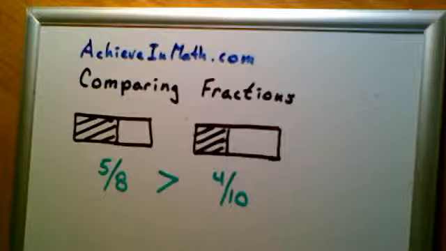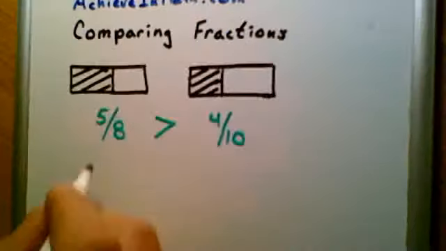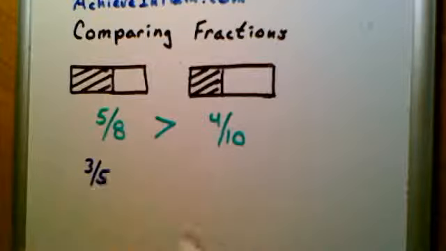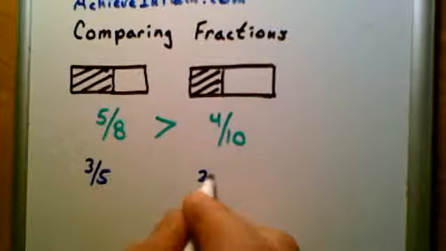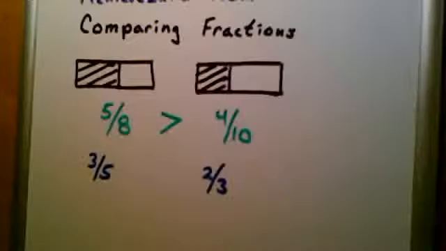Now let's take a look at two fractions in which it might be difficult to draw diagrams to think which one is larger. Let's take a look at these two fractions right here. Let's take a look at 3/5 and 2/3. Since both of these are greater than 1/2, it might be hard to draw a diagram to determine which one is larger. So what we're going to do in this case here is find a common denominator.